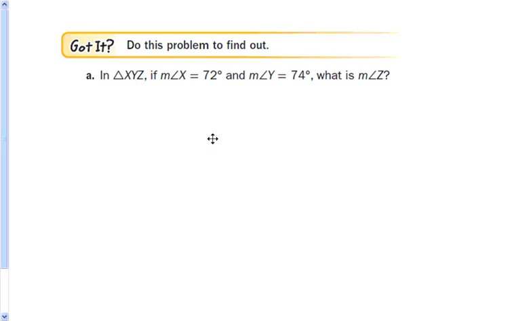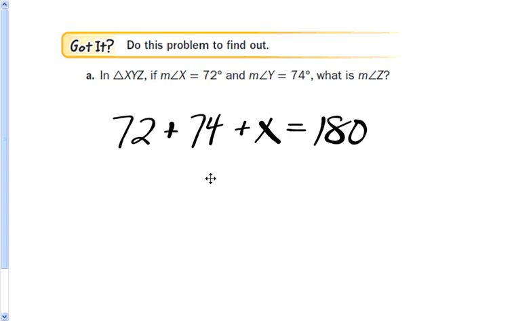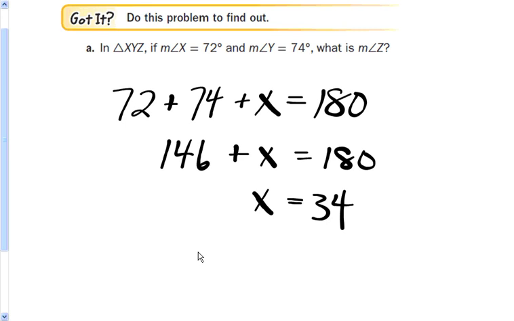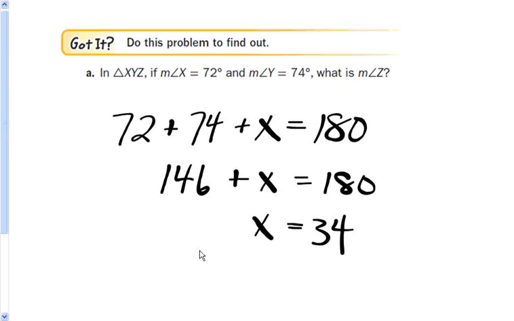Okay, so here's what your equation should look like. 72 plus 74 plus X equals 180. Now you don't have to have them in that exact order, that's okay. Our next step is to simplify 72 plus 74, and we get 146. Okay, then we subtract 146 from both sides, and our missing angle is 34. Okay, simple as that. Any triangle, doesn't matter what type of triangle, the interior angles are always 180.